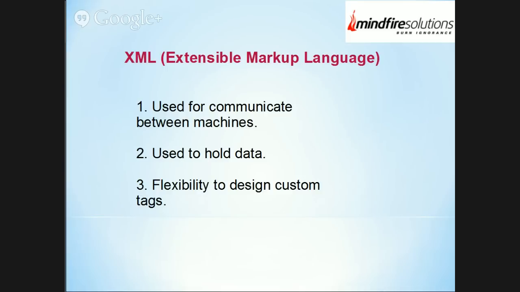So XML is used because it can hold data as tags. You can send data as tags, and you can have custom tags in XML. You can define your own tags, and you can send data. And as I said, it's used for communication between machines, used to hold data, and it's flexible to design custom tags. It gives us the flexibility to design custom tags. So this is a gist on XML, I guess. Going deeper is not in the scope, so we'll just go to the next slide.